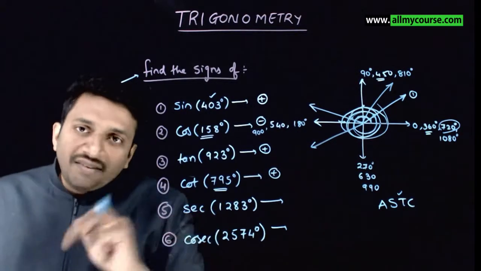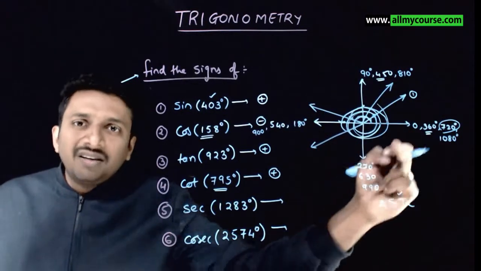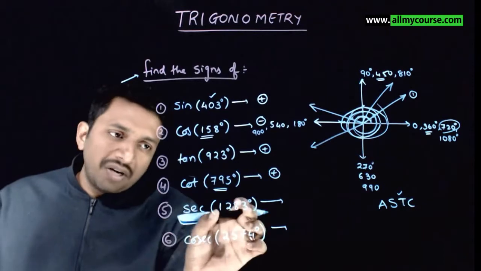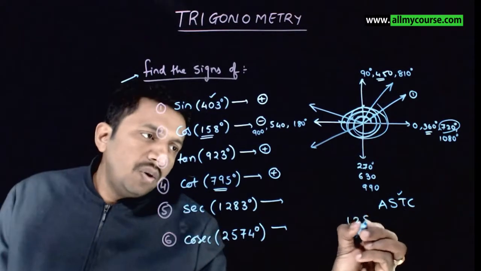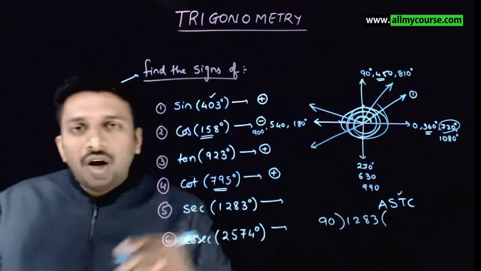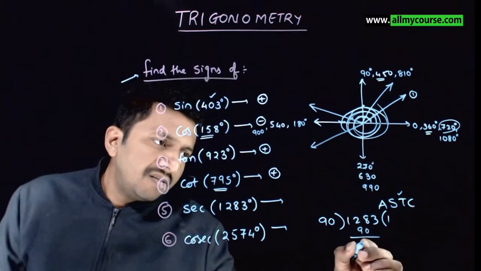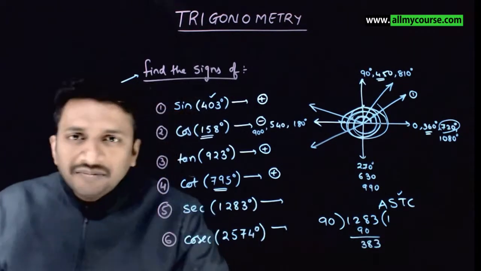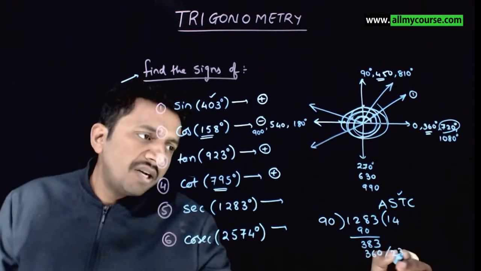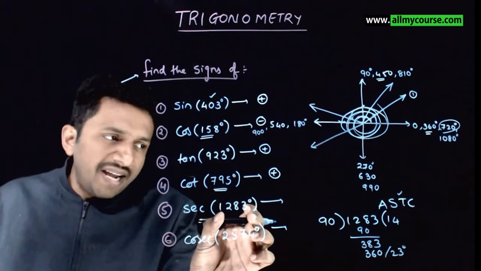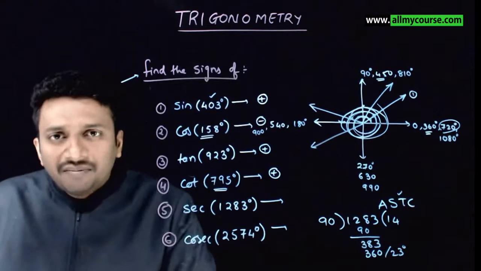So let's go to 1283. As you go on calculating, you can keep writing the numbers increasing in each step by 90 degrees. Otherwise, you can see how many 90s are there in 1283. So 1283 divided by 90. 9 ones are 90, so you have 383 remaining. 4 nines are 360, and you have an extra 23 degrees. So 1283 is nothing but 14 times 90 degrees, 14 right angles plus some acute angle.